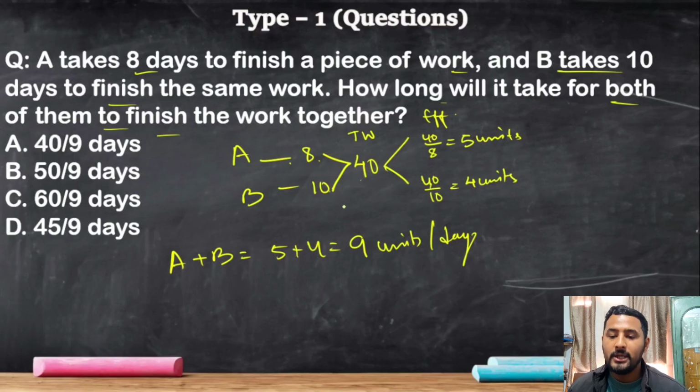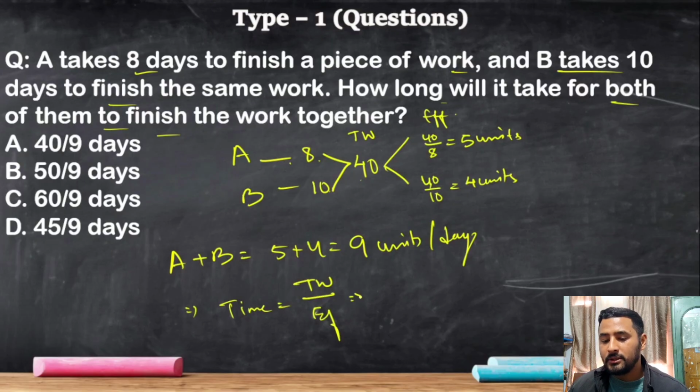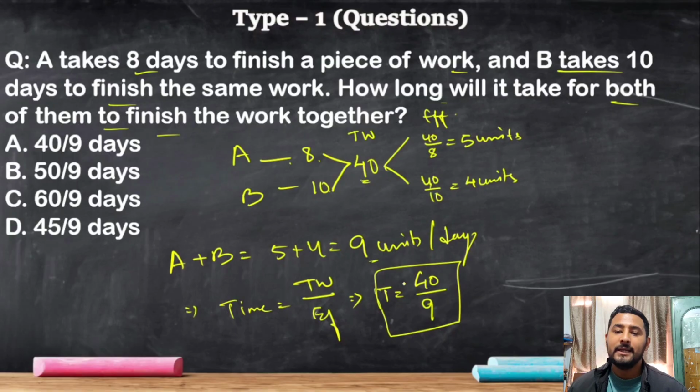I hope you're getting my point. Now you all know how to find A plus B total days. How long will it take? They're asking about time only, right? Time is total work by efficiency. Our total work is 40, divided by our total efficiency for both, which is 9. So our answer will be 40 by 9 days.